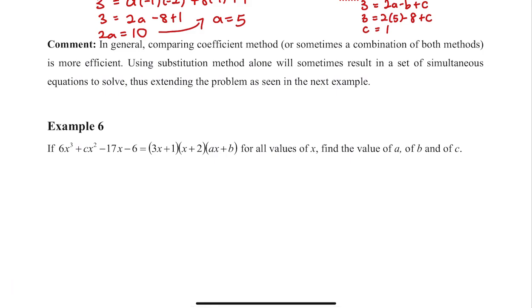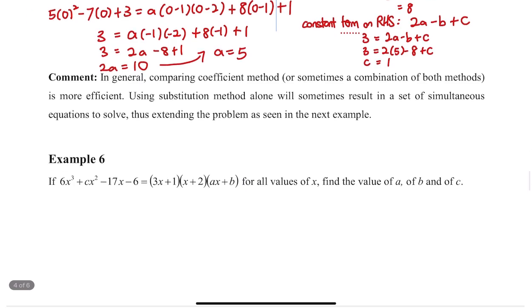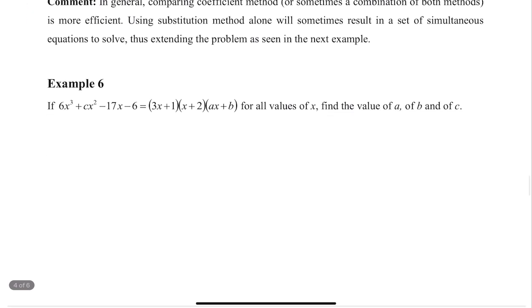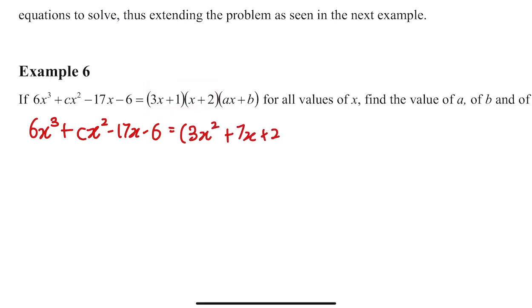For example 6, maybe a faster way in this case is to simply use the comparing coefficient. You can try both methods by yourself. If you want to try, you can pause this video. But over here, I'll use the comparing coefficient to make it faster. 6x cubed plus cx squared minus 17x minus 6. This whole thing, maybe I'll expand this out first so that it's clearer. This one combined together, I should get 3x squared plus 7x plus 2 times ax plus b.